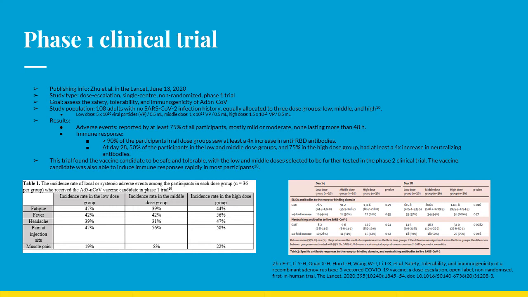The participants were equally allocated to 3 dose groups: low, middle, and high. At least one adverse event was reported by at least 75% of all participants, with most adverse reactions being mild or moderate, and none lasting more than 48 hours. More than 90% of the participants in all dose groups saw at least a 4-fold increase in anti-RBD antibodies. At day 28, 50% of the participants in the low and middle dose groups and 75% in the high dose group had at least a 4-fold increase in neutralizing antibodies.